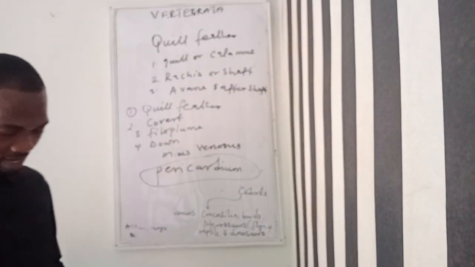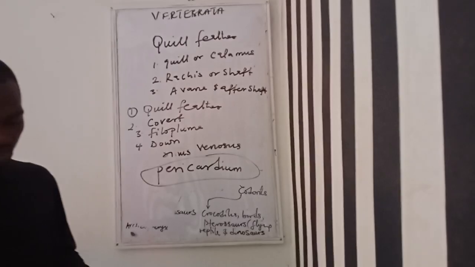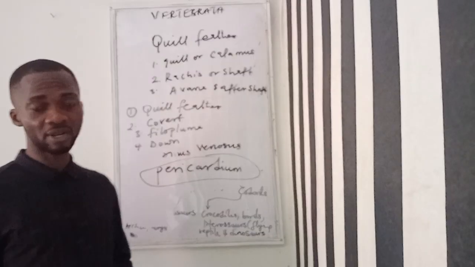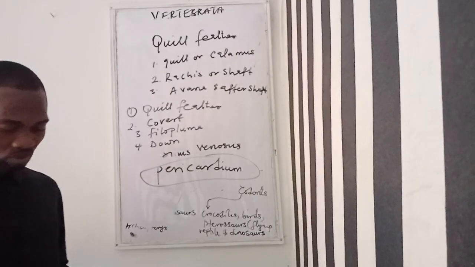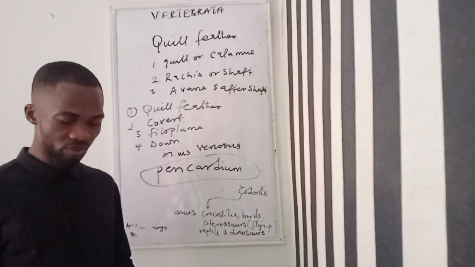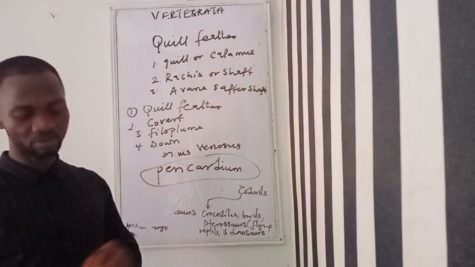The covert feathers are smaller than the quill feathers. They are also more numerous than quill feathers. They are found in all parts of the head and trunk of the bird. They cover and insulate the body of the animal.